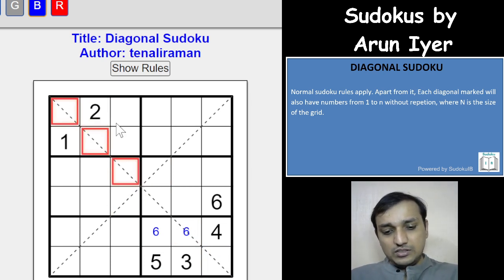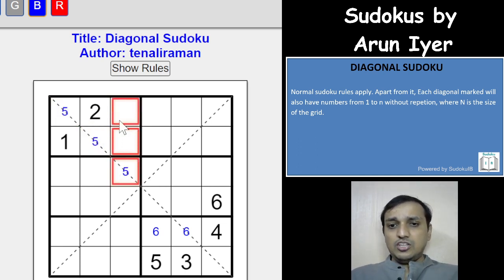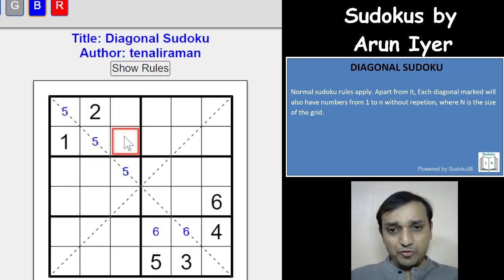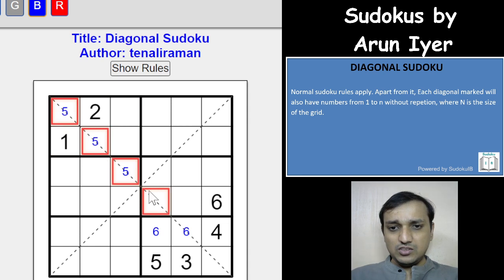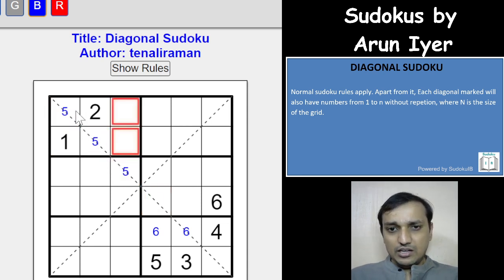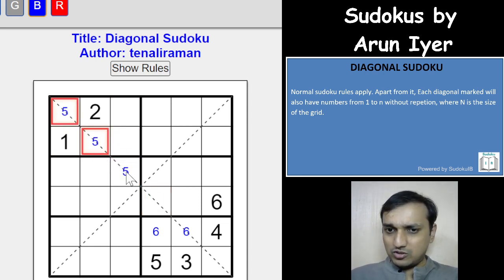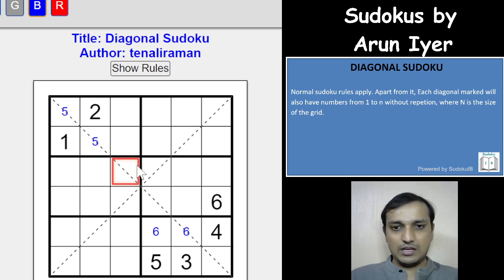Now what happens is, can these 2 cells be 5? If you have 5 in these 2 cells, none of these cells can have a 5, right? Very difficult. So 5 would have to be in one of these 2 cells in this box, so this cell cannot be a 5, right?